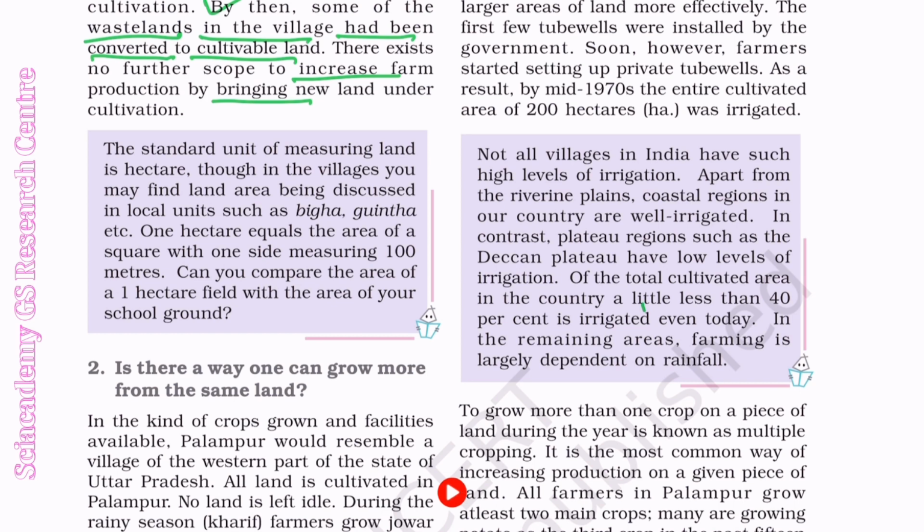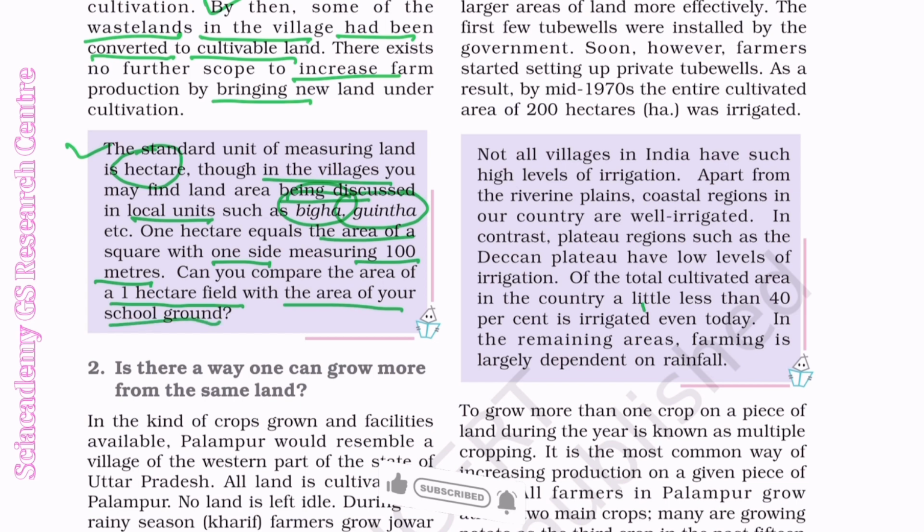The standard unit of measuring land is the hectare, though in the villages you may find land area being discussed in local units such as bigha, ghunta, etc. 1 hectare equals the area of a square with one side measuring 100 meters. Can you compare the area of a 1 hectare field with the area of your school ground? 2. Is there a way one can grow more from the same land?